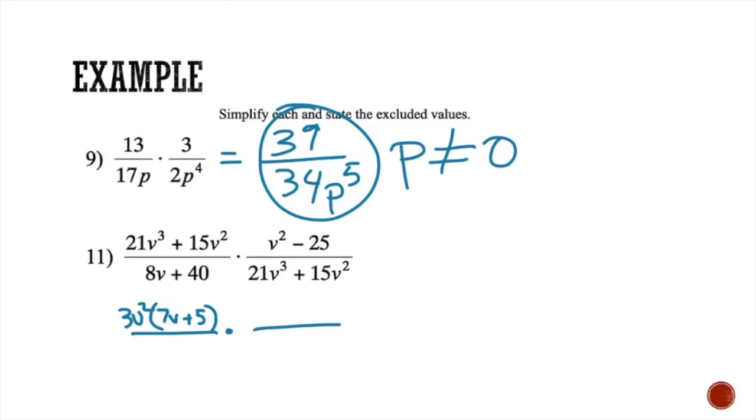Now you have a choice. You can go across to the v squared minus 25 or the 8v plus 40. Anyways, you can't take anything. Oh wait, yes you can. It's a difference of squares, so it becomes what? v plus 5 and v minus 5? Very good.